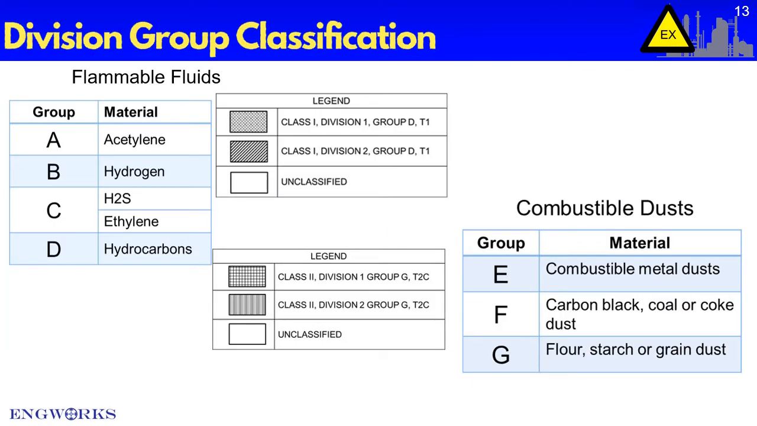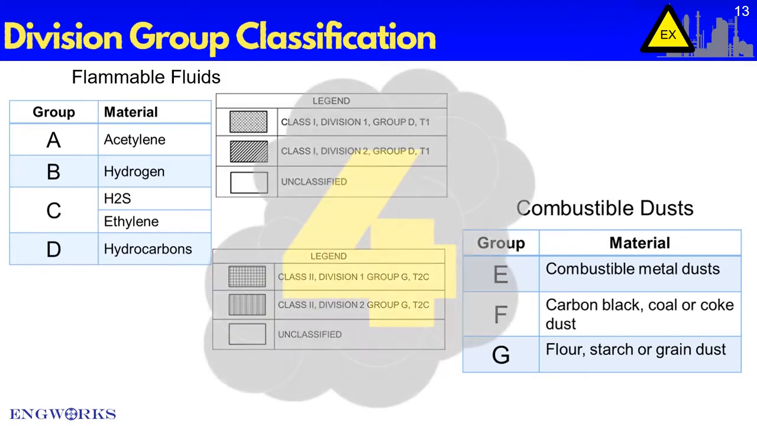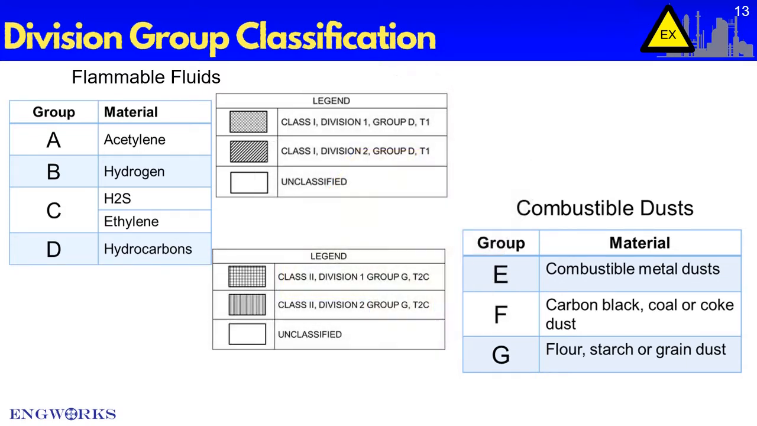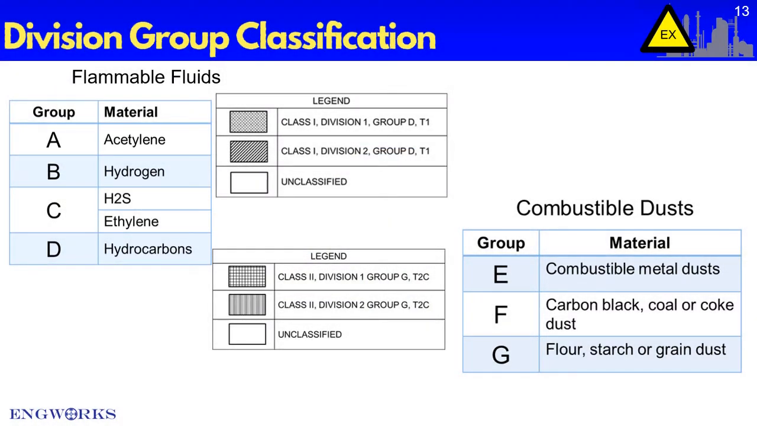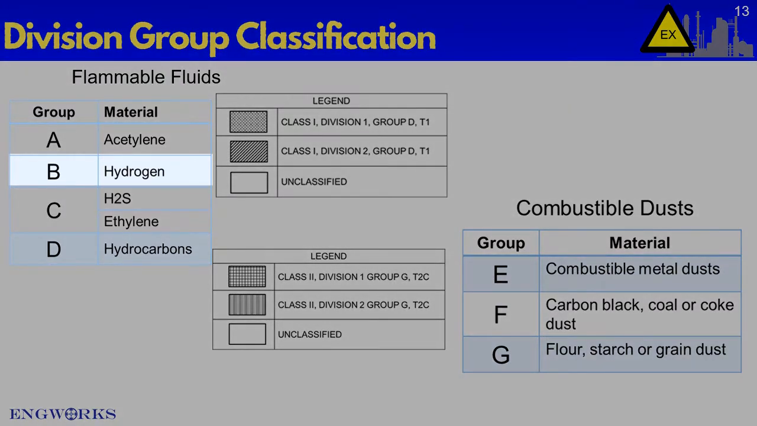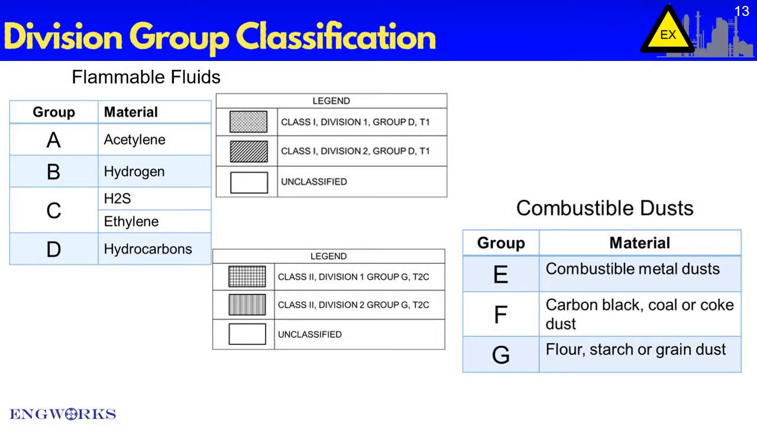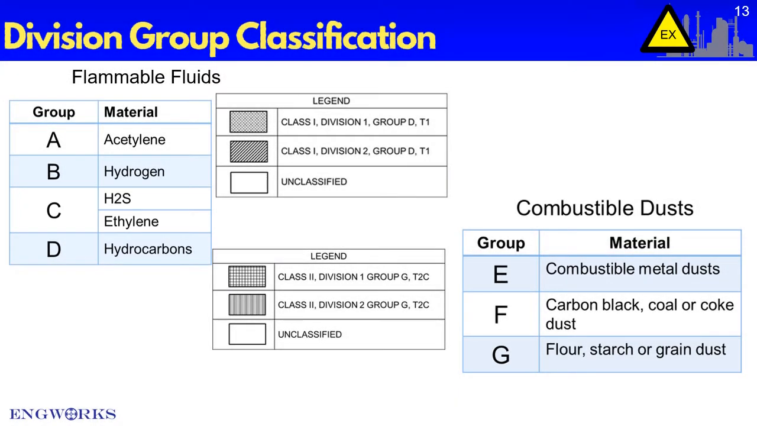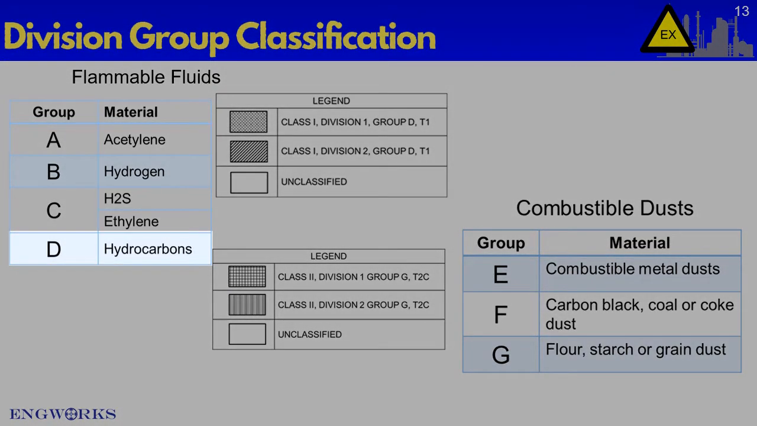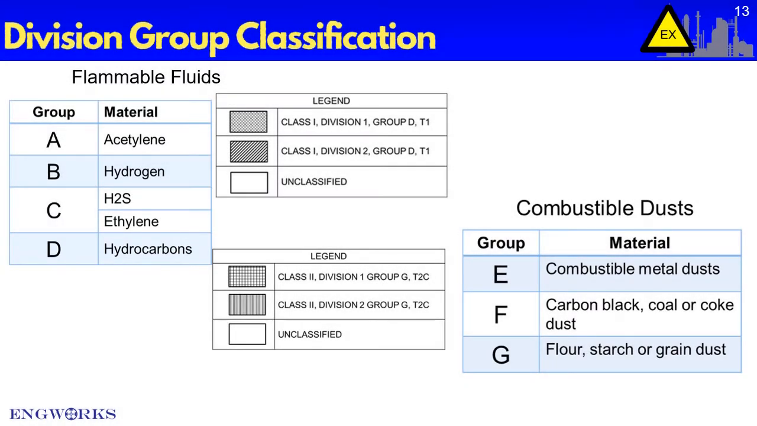The group classification under the division system differs from the zone system in how they're labeled. The division system incorporates 4 gas groups. Group A is for acetylene gas applications only. Group B is for hydrogen or similar products. Group C is for H2S and ethylene equivalent atmospheres. And Group D is for hydrocarbons and similar products.